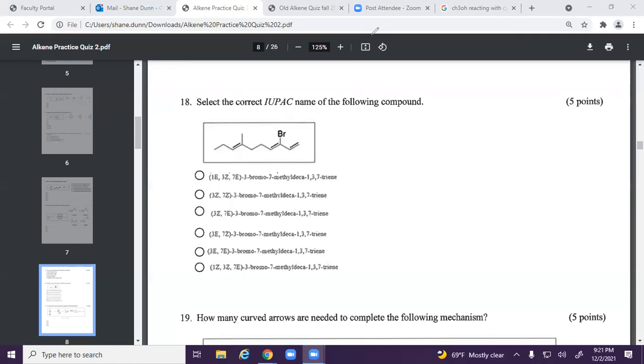Lowest number for the double bond or lowest number for the bromine? You notice they all are 3-bromo. So, probably that one. 1, 2, 3, 4, 5, 6, 7, 8, 9, 10. Right? So 10, correct? Okay. 1, 2, 3, 4, 5, 6, 7. Okay. And you notice they're all methyl 7, correct? Doesn't help me. So what's next?